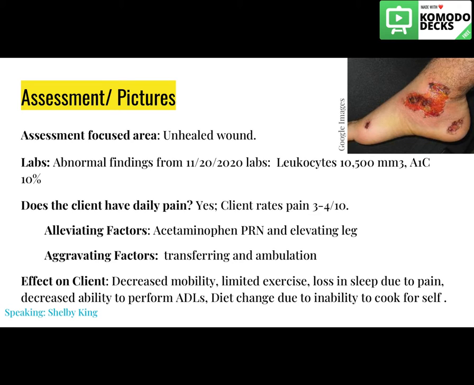The client does have daily pain, usually from about 3 to 4 on a scale of 0 to 10. Some alleviating factors include as-needed acetaminophen and elevating her leg. Aggravating factors are transferring and ambulation. The effects this wound has on the client include decreased mobility, limited exercise, loss of sleep due to pain, decreased ability to perform activities of daily living, and diet change due to the inability to cook for herself.